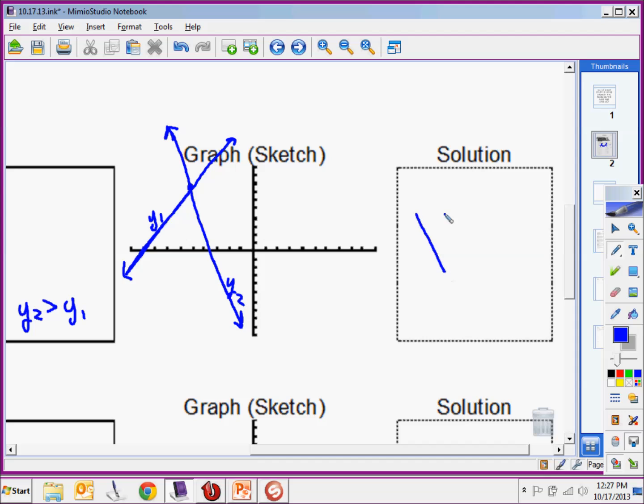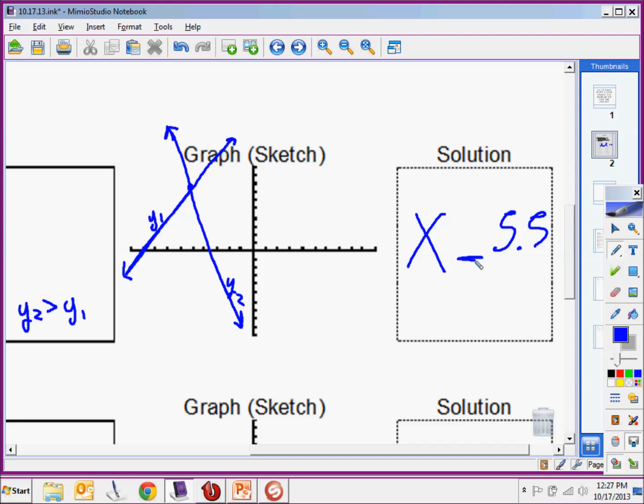I know it's about x, and I know that x is less than or equal to negative 5.5. So we just have to figure out when y2 is greater than y1. If I can't visually see, what should I do? Control T and look at my table.